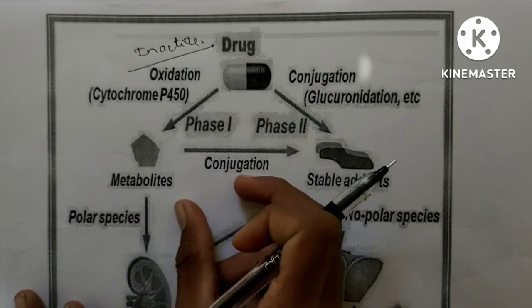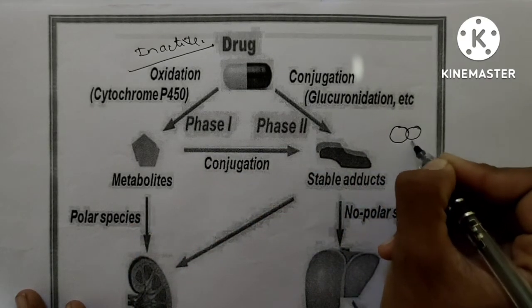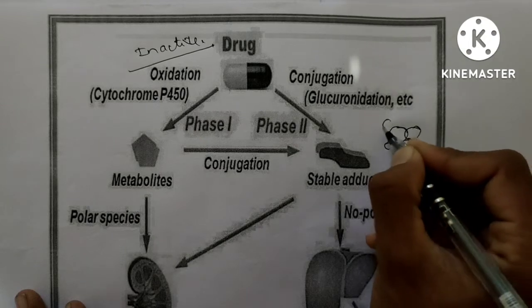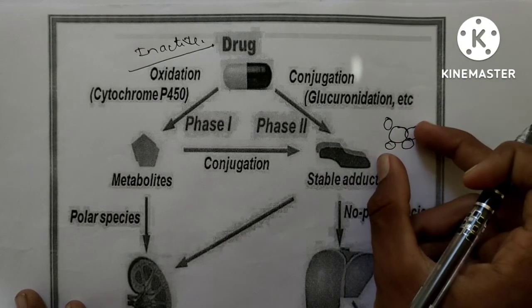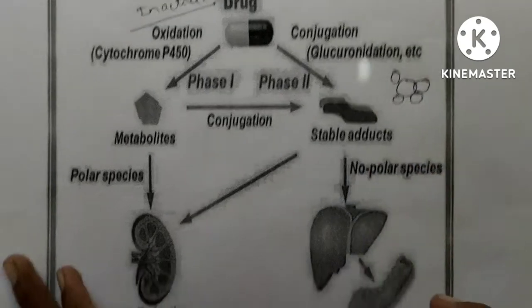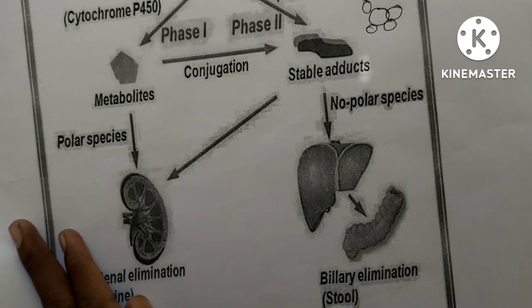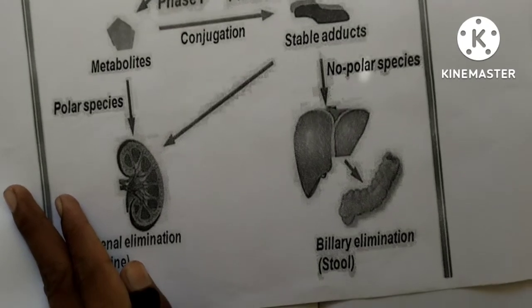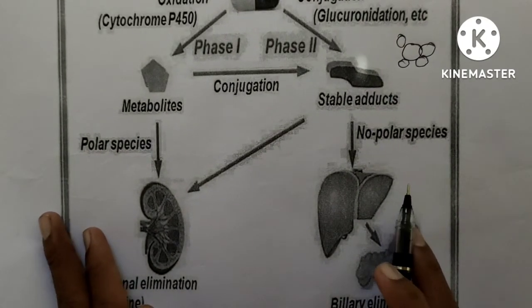the conjugation. Conjugation means, see, this is the drug. To the drug there will be formation of some more enzymes. Okay, there is a conjugation formed. That conjugation, what happens? It will be excreted in the form of stool, meaning biliary elimination, that is in the form of stool. And these are non-polar.